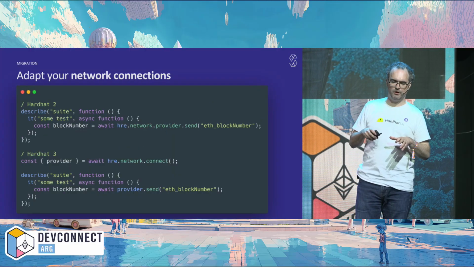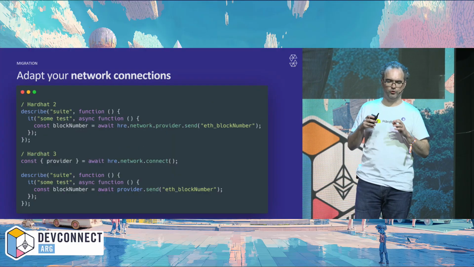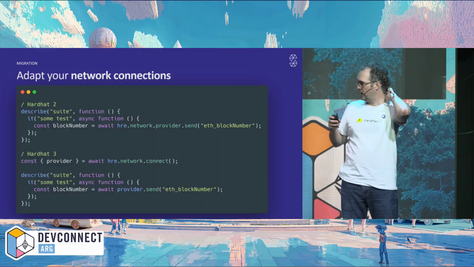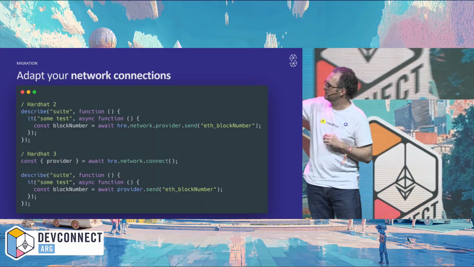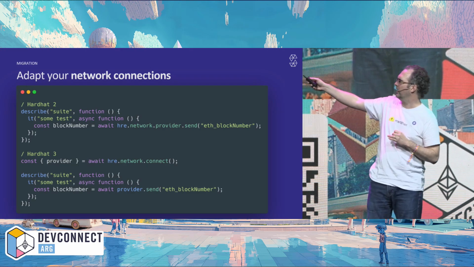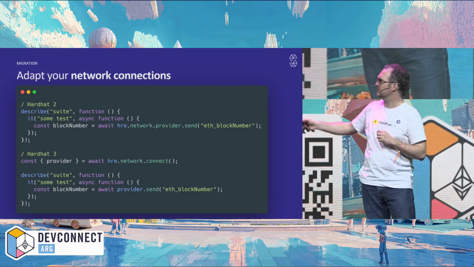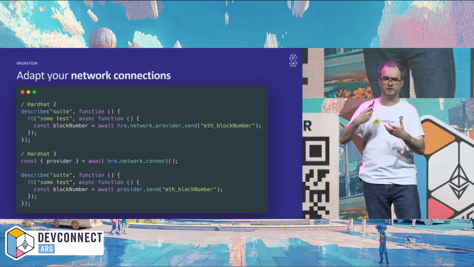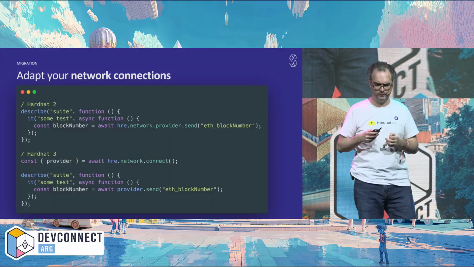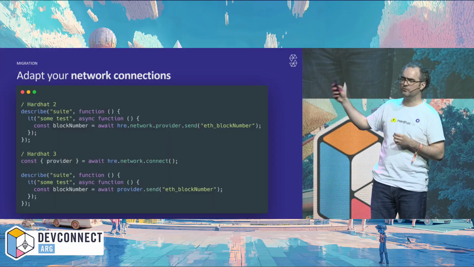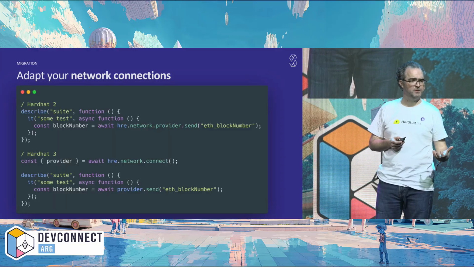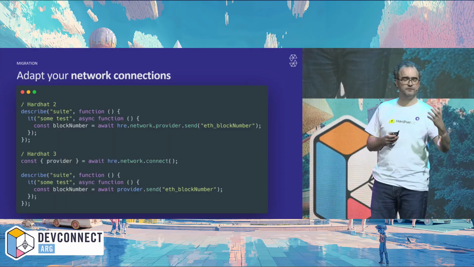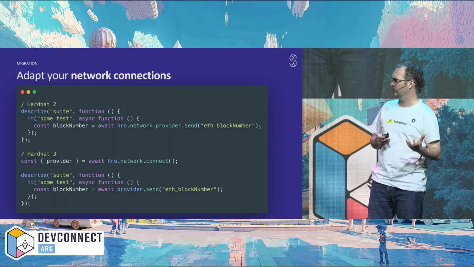The largest change, however, is likely to be in your test suite. Previously, as I mentioned, the network was created implicitly, as you can see here at the top. So the RPC call against provider is just automatically creating a connection in the background. In Hardhat 3, those connections are now done explicitly. That allows you to have as many connections as you need and to set things like chain type if you want to.